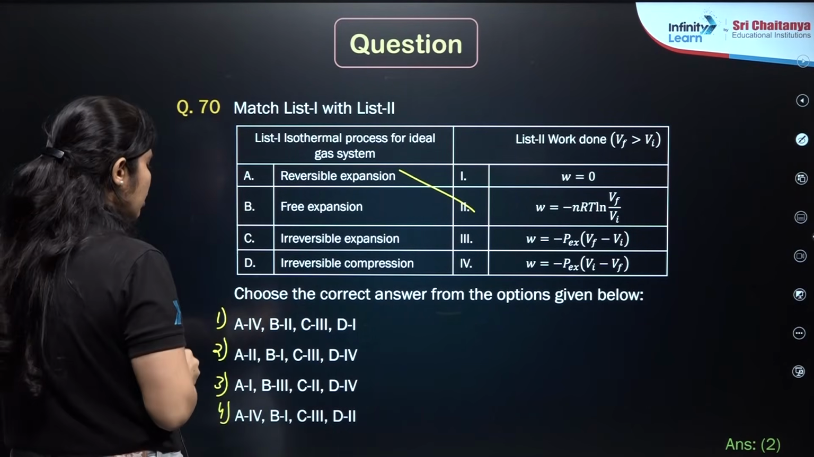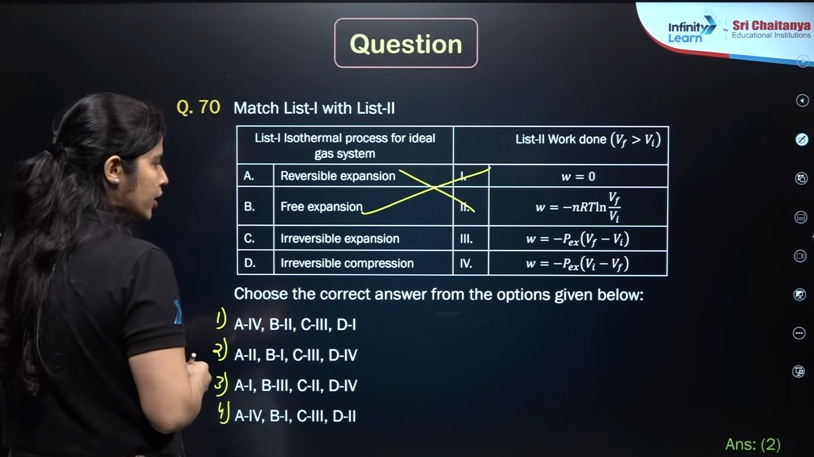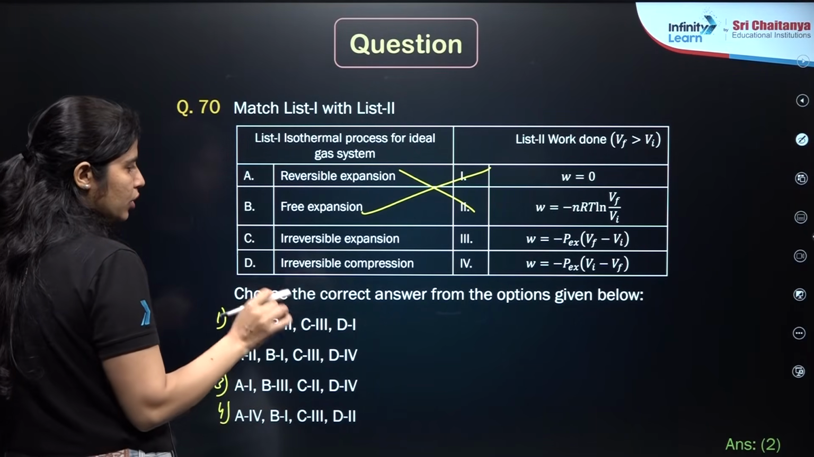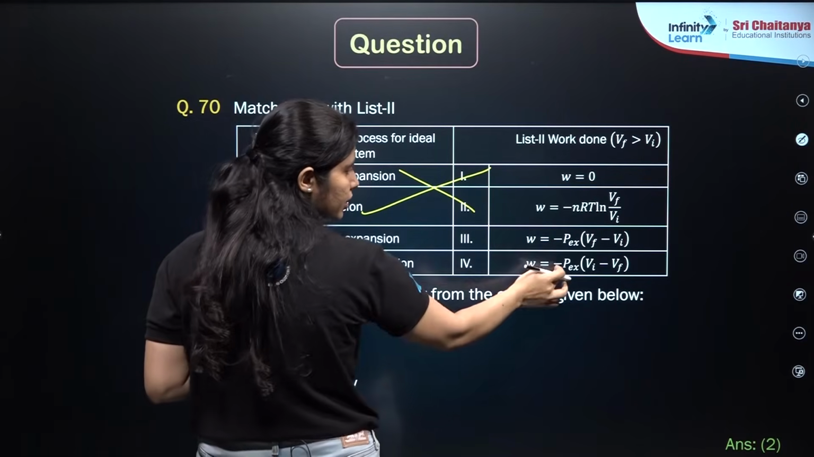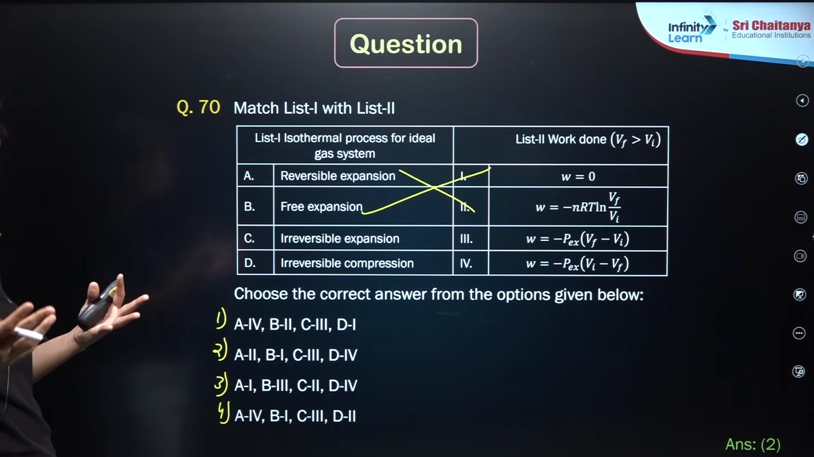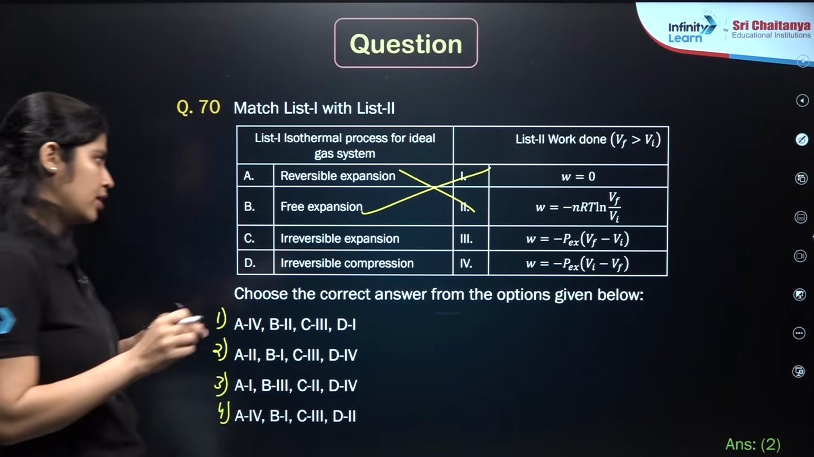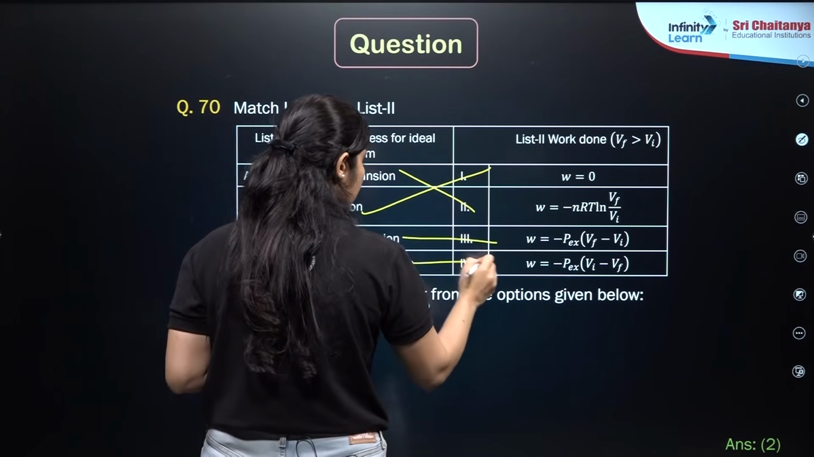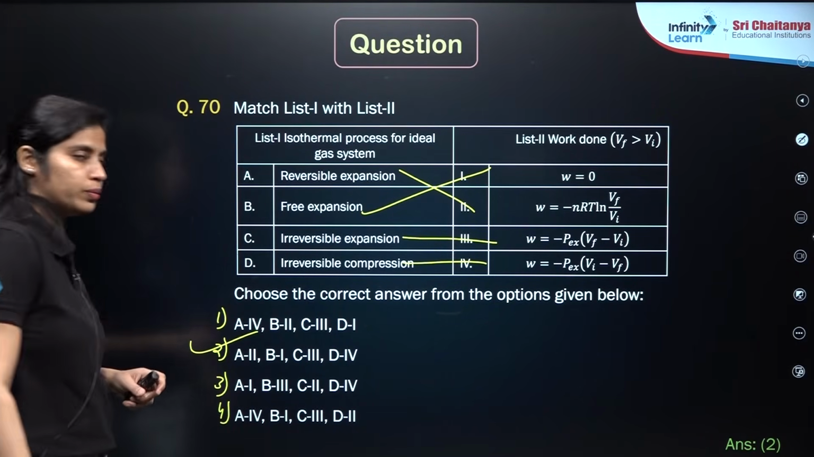Free expansion, that means W is going to be 0. Work done is going to be 0 in case of free expansion. Irreversible expansion and irreversible compression, you have to make sure regarding the volume what you are taking. This is negative and this is negative. When we are expanding, that means the volume is changing. Vf is going to be greater than Vi. And that is why reversible expansion is going to be this and irreversible compression is going to be the fourth one. So the correct answer is 2.